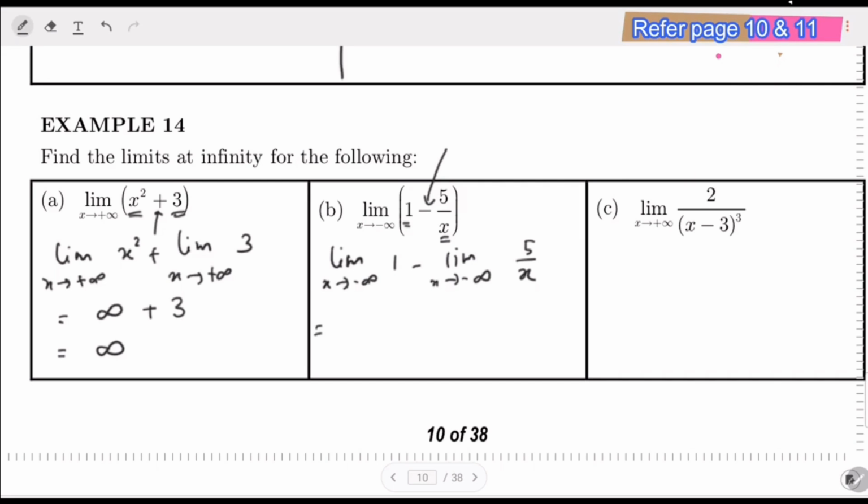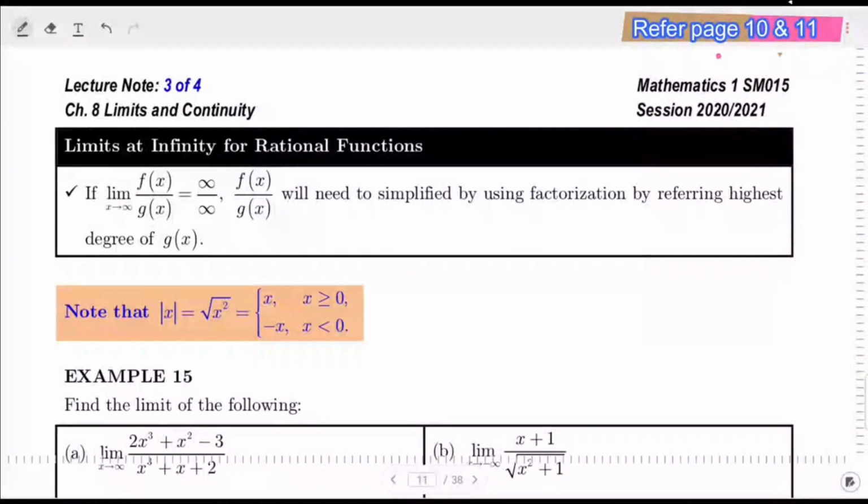And then here, limit x approaches negative infinity of 1 is equal to 1. And then for the other one, imagine if we substitute x equal to negative infinity, we're going to get 5 over negative infinity. So a constant, if we divide it by positive or negative infinity, will be equal to 0. So here will be 0, and 1 minus 0 is equal to 1.